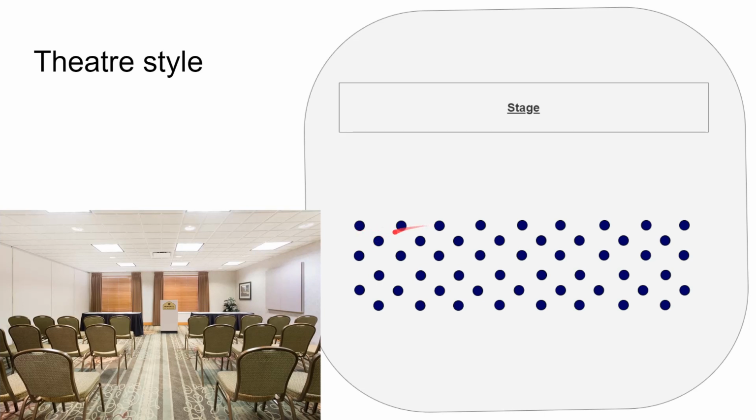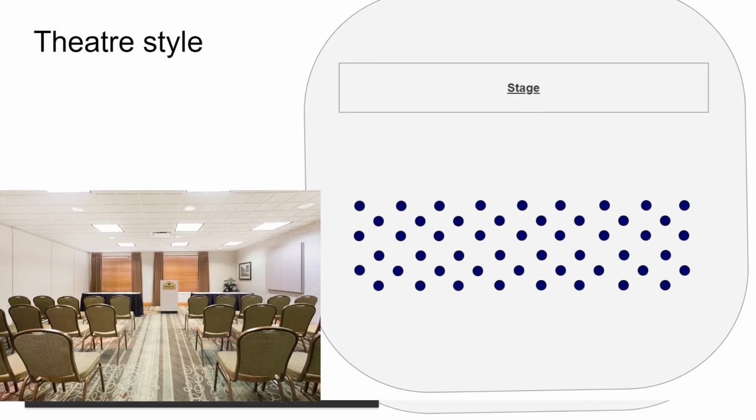So this is the first row. This is the second row. The third row, again in between the second row, people are seated. Likewise, the arrangement will be done. So this type of arrangement is called theatre style arrangement.